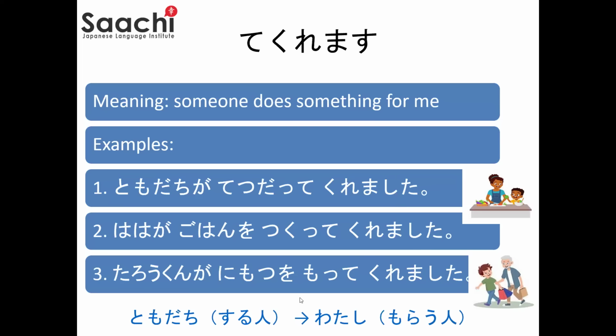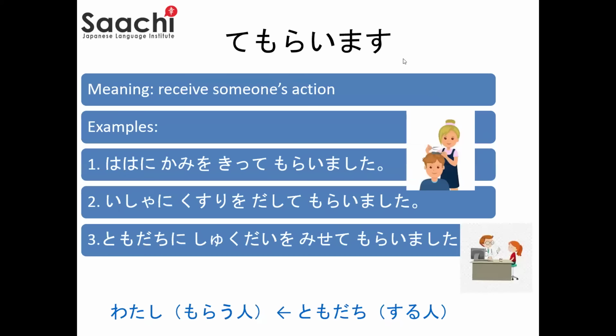太郎くんが荷物を持ってくれました。The third one is てもらいます。Again, here, you're receiving someone else's help. You're receiving some action. You're receiving a favor or help or someone's action. So let's see the example. 母に髪を切ってもらいました。So I got my haircut done by my mom. So here 私は is omitted. You can use it. 私は母に髪を切ってもらいました。医者に薬を出してもらいました。The doctor gave me medicine.